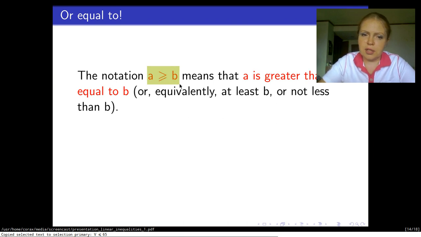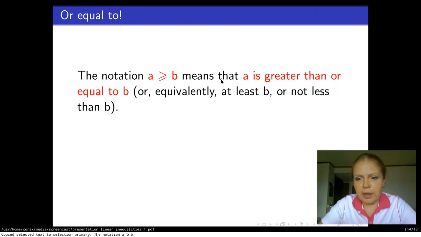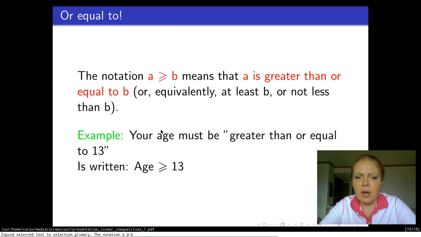What about this notation? This one can be read as A is greater than or equal to B, or it's the same to say A at least B, or A is not less than B. For example, your age must be greater than or equal to 13, or your age must be at least 13.